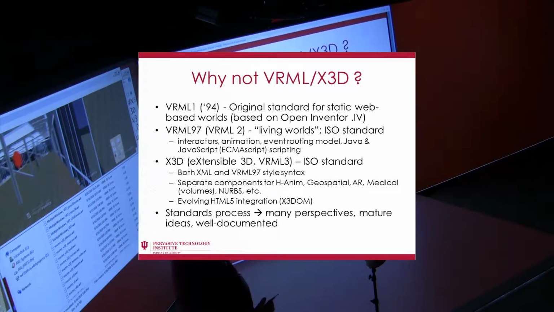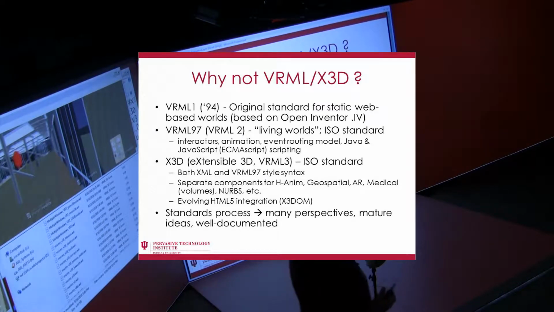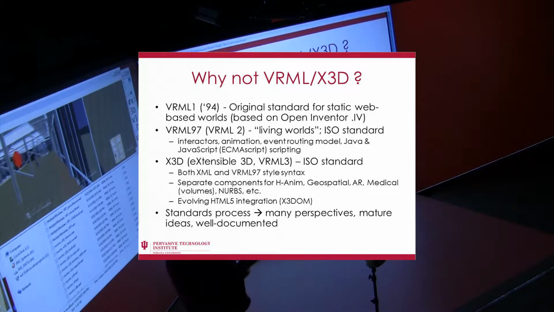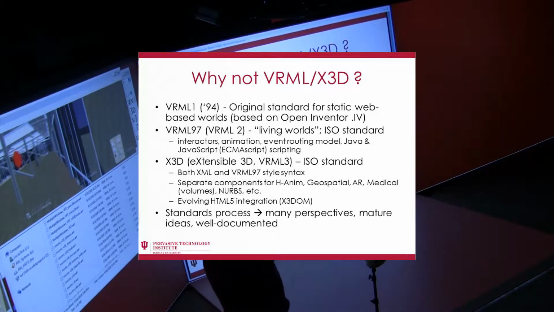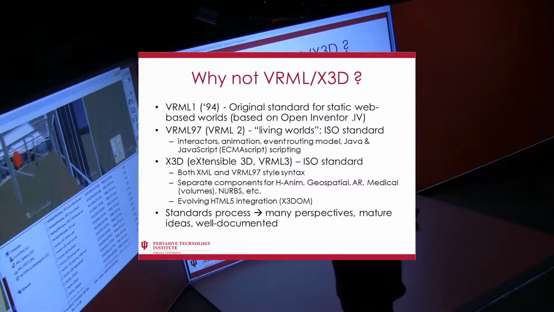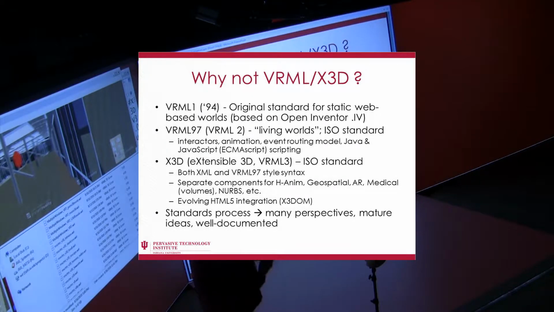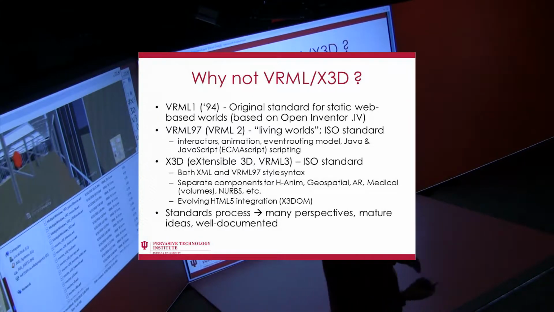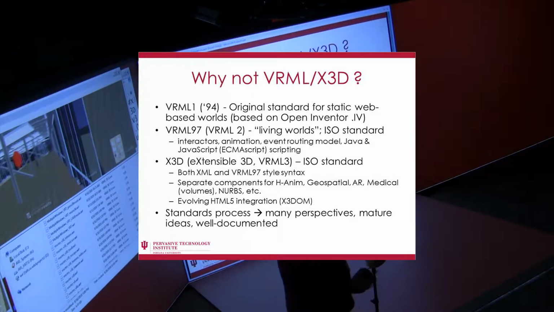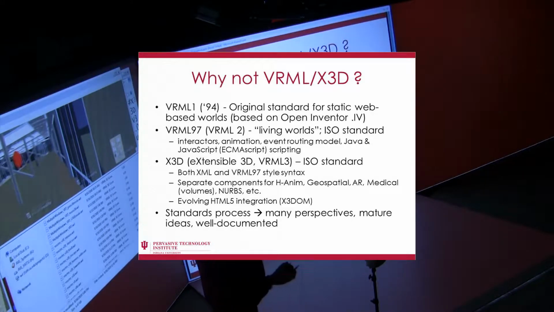So they did a major reworking to add in a lot of interaction, interactors, animations, and an event routing model. You could think of a very object-oriented scene graph and how events propagate through and trigger certain animations and such, along with the ability to script. They called this the Living World standard, and it eventually became VRML 97, which is an ISO standard.